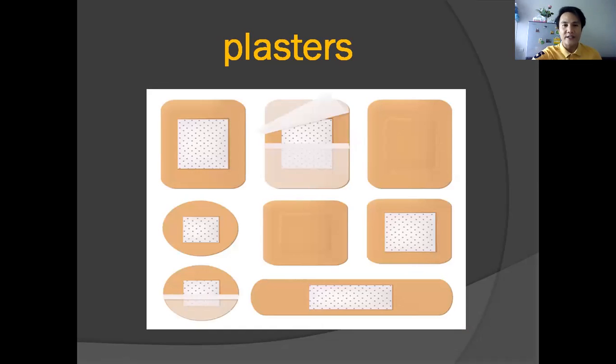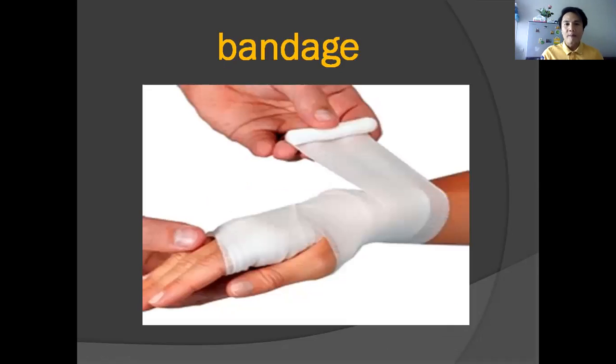Plasters. What are plasters? These are plasters. There are so many shapes of plasters. It's something that we stick on the wound so that it will be closed, so that the wound will be safe and the blood will stop. We call it plaster or plasters. Next vocabulary word is bandage.